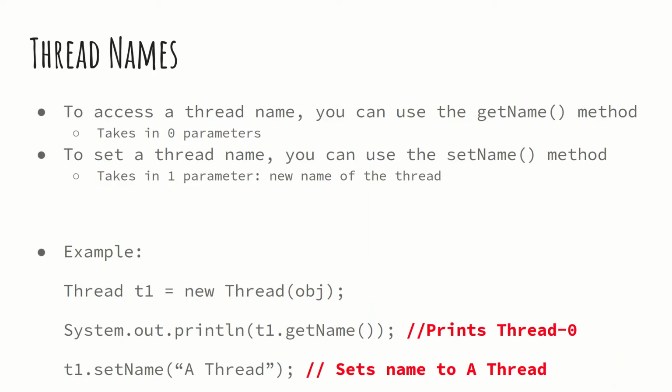You can also access and set thread names. In order to access a thread name, you can use the getName method. In order to set that thread name, you can use the setName method. The setName method takes in one parameter, and that is the new name of the thread. So for example, in here we have Thread t1 = new Thread, and if we were to print out t1.getName, it would print out the default thread name, which is Thread-0. If we want to set the name to something else, we can do t1.setName with whatever you want to set the name to, and in this example I set it to a thread, and so it sets the name to a thread.